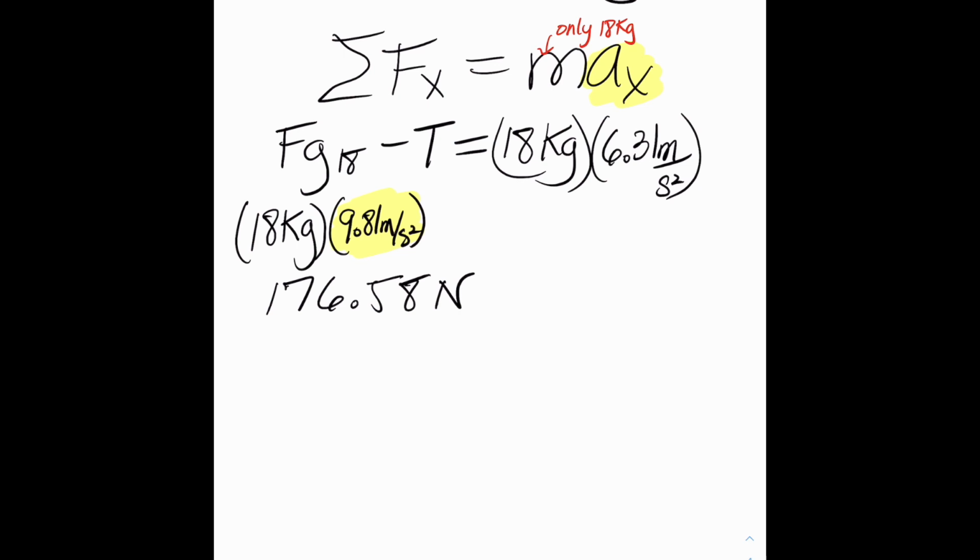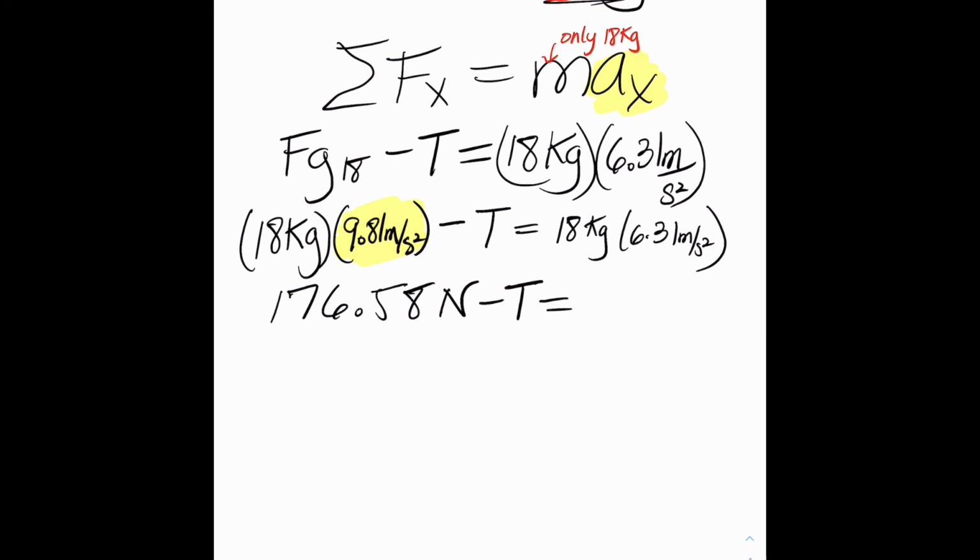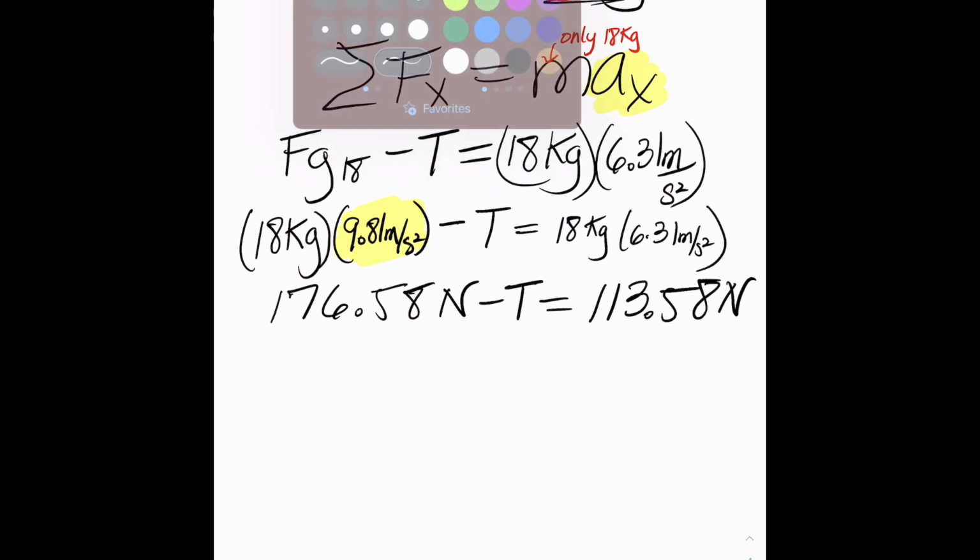Okay, so this is obviously going to be minus T is equal to 18 kilograms times 9.81. I'm writing probably more steps than I need. So when we crunch 18 times 9.81, we get that minus T is equal to, what's 18 times 9.81? That is 176.58. All right, so now we just do a math move here or two, and we got the answer.